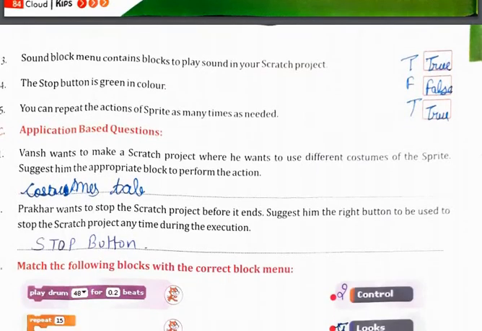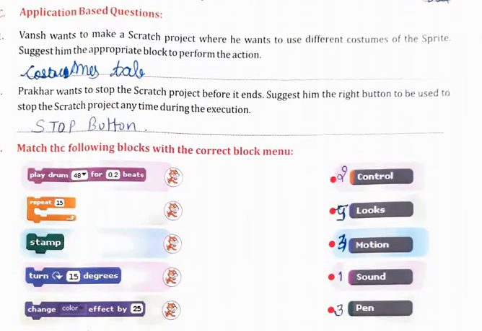One wants to make Scratch project where he wants to use different costumes of sprite. Suggest him the appropriate block to perform the action. Answer is costume block. Prakhar wants to stop the Scratch project before it ends. Suggest him the right button to use to stop the Scratch project anytime during the execution. Stop button.